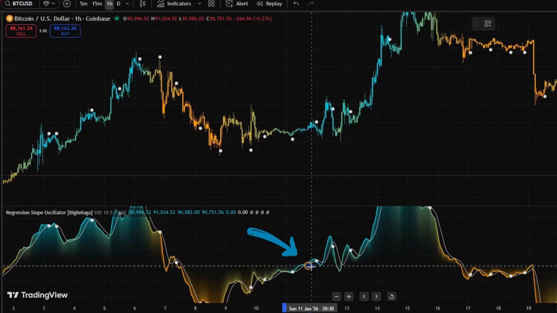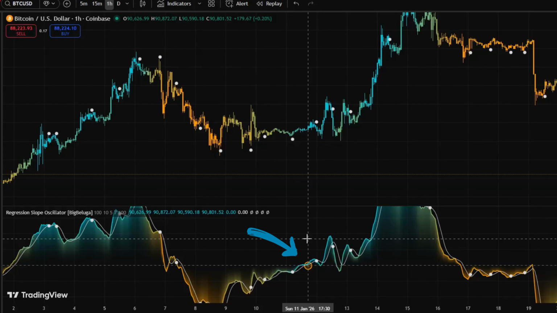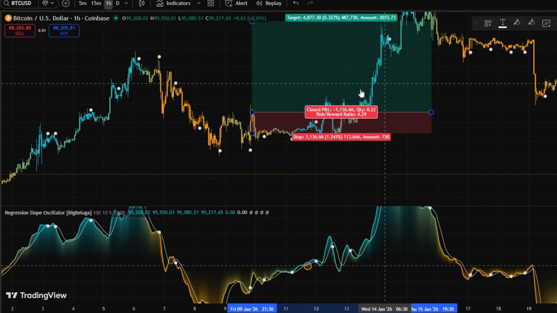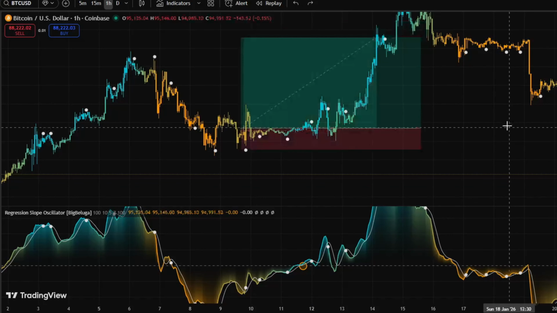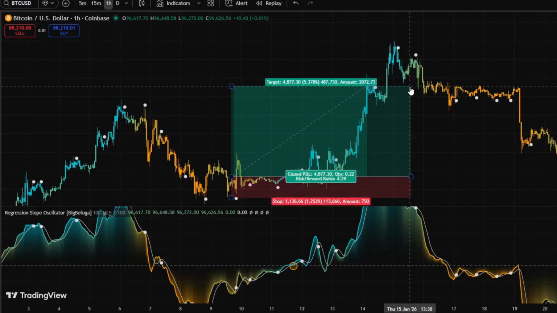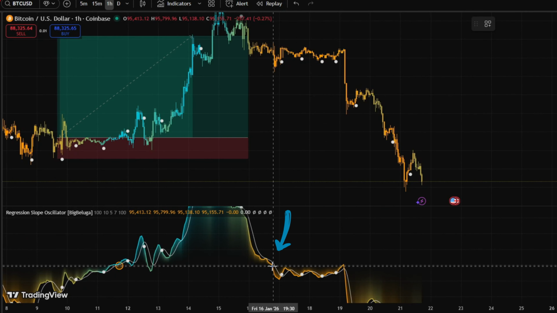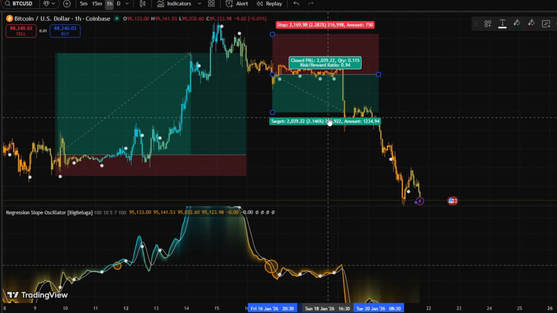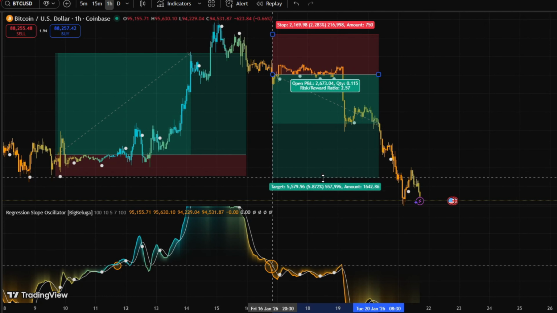The same thing happened here. The oscillator dipped into oversold territory and then crossed back up, revealing that this position would have been profitable because the slope of the trend did in fact strengthen afterwards. Now here was another signal just a few candles later, and the oscillator crossed zero. Well, this trade too would have been profitable.